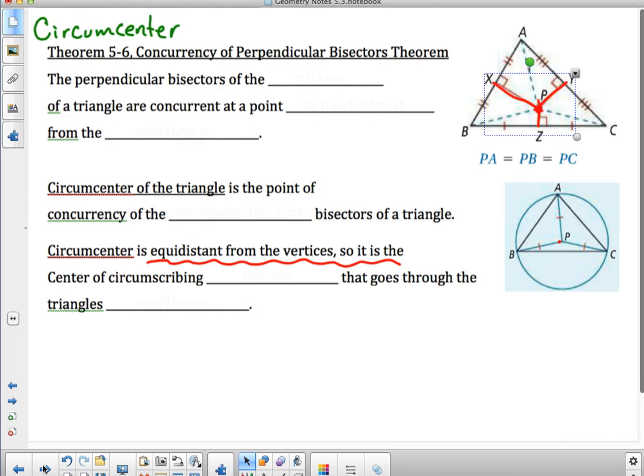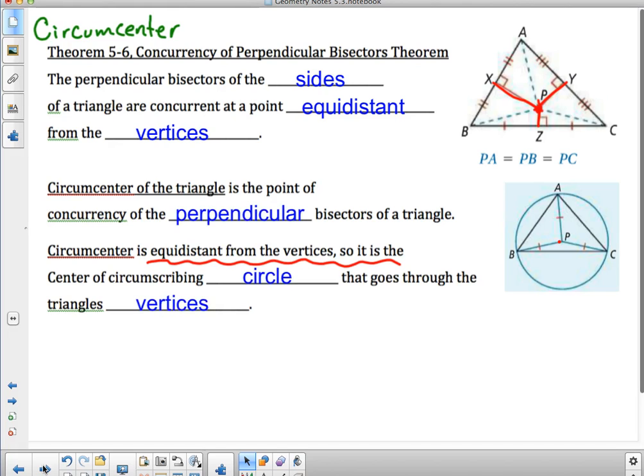Okay, now let's check this out. Theorem 5.6 is the concurrency of perpendicular bisectors theorem. This is the circumcenter theorem. The perpendicular bisectors of the sides of a triangle are concurrent at a point equidistant from the vertices. The circumcenter has that property. The circumcenter of the triangle is the point of concurrency of the perpendicular bisectors of the triangle. It is equidistant from the vertices, so it is the center of the circumscribing circle that goes through the triangle's vertices. We have a picture of that there in the notes.